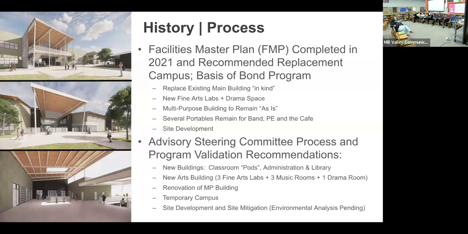We went through a steering committee of an advisory group of teachers, administrators, and board members, and they came up with a plan that we'll call the master plan. That exceeded to some degree what was identified in the facilities master plan. Next, please.